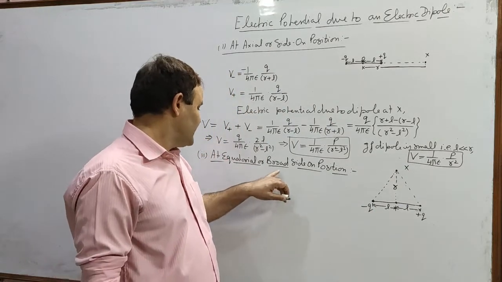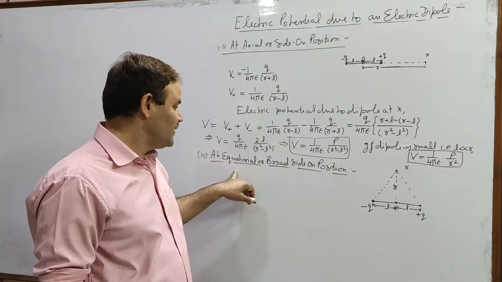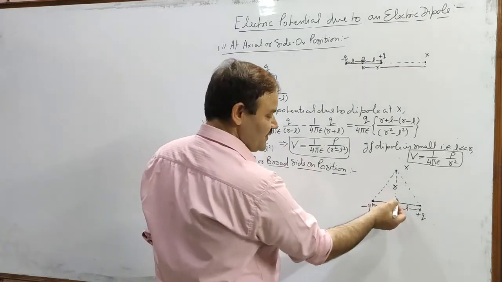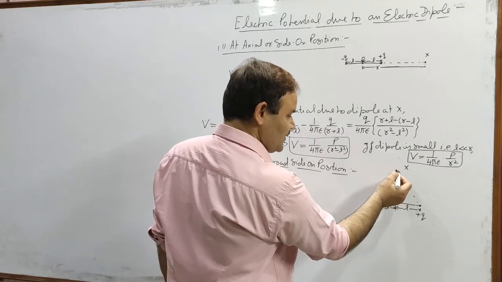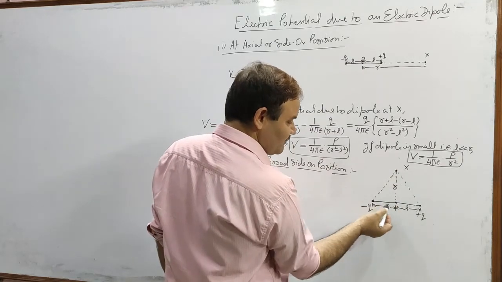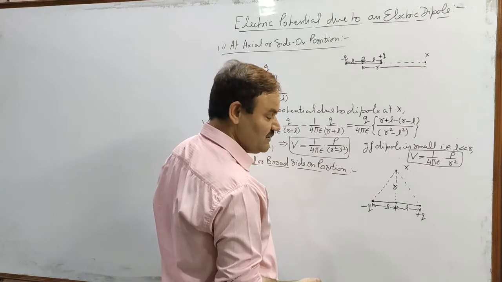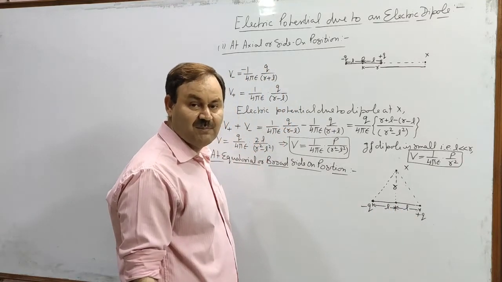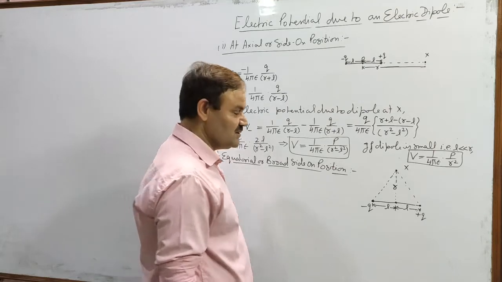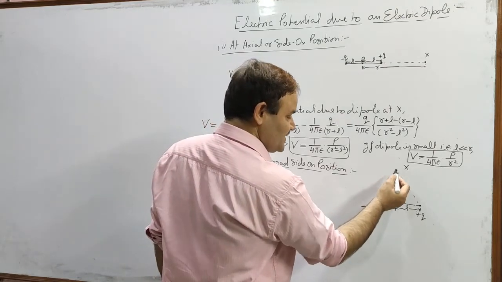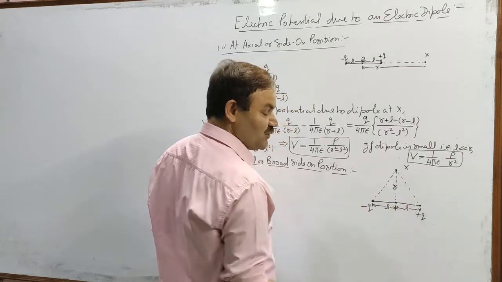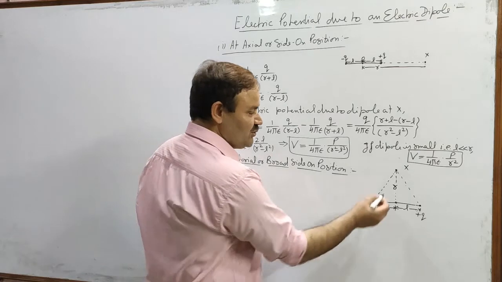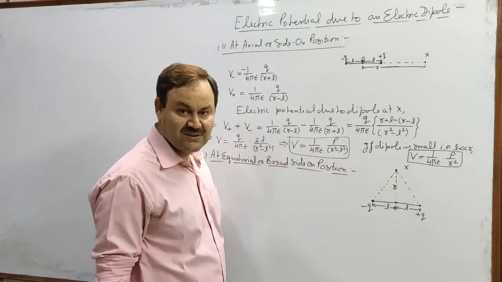Now the next thing is electric potential due to the dipole at the equatorial or broadside on position. For the equatorial position, the distance of point X from each of these two charges will be the same. Also the magnitudes of the charges are the same but of opposite nature. Hence the potentials due to these two charges at point X will be equal and opposite. Hence the total potential at point X will be 0.